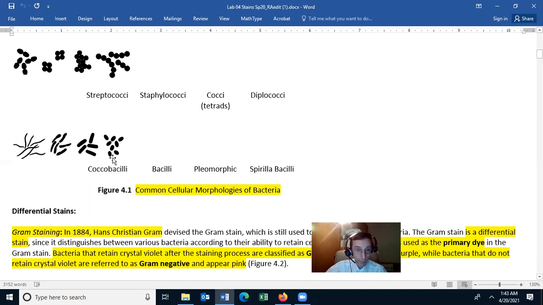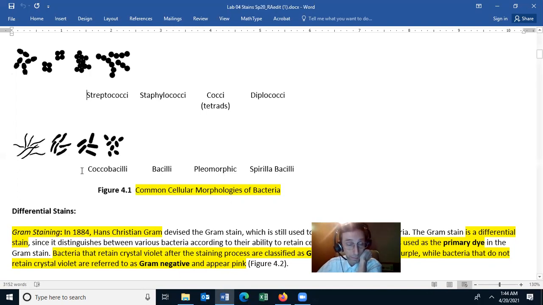You can have single bacilli like this. You can have diplobacilli, which isn't shown here, but it would be like diplococci except with bacilli instead of cocci. And you can have streptobacilli, which isn't shown. There's another one you can have that's not shown here, so I'll talk about it later.